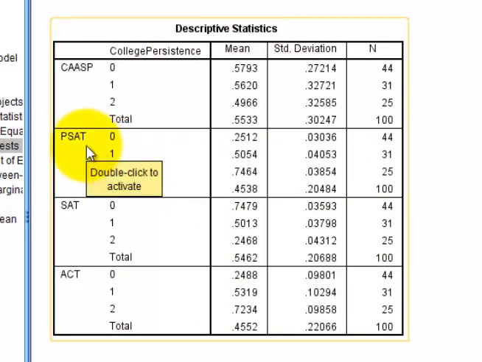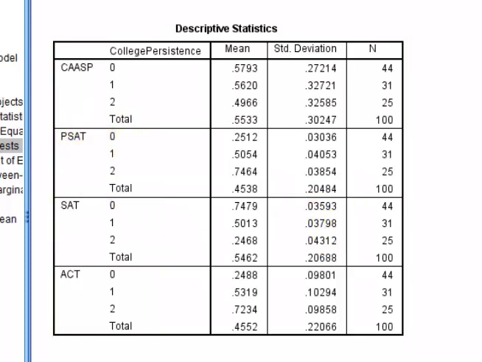PSAT. Right, and you can see where the difference is. You got a high. The 2 group is high. The 0 group is low. And the SAT, it's the 2 group that's low and the 0 group that's high. And the ACT, the 2 is high and the 0 is low. So, but again, the way you did it is correct.